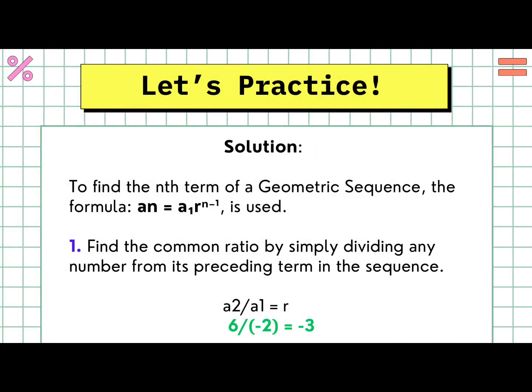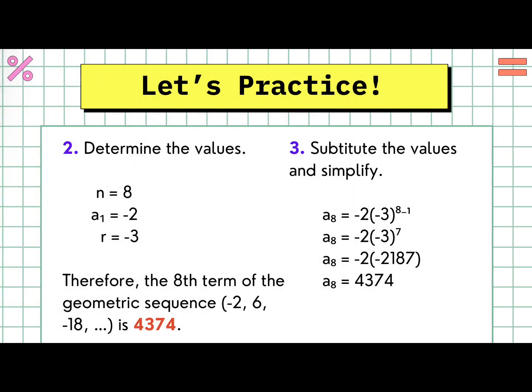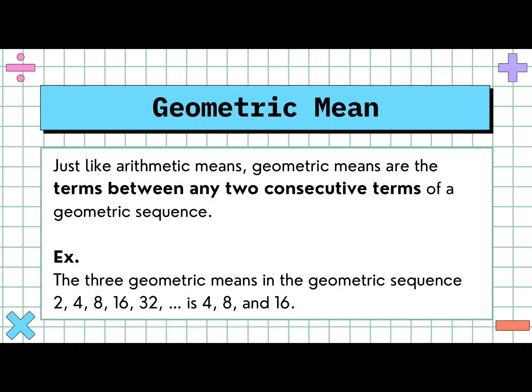4374. So, here are the steps we followed. We looked for the common ratio by dividing each term by its preceding term. And again, we determined and substituted the values as well as simplified in order to get the eighth term. Geometric sequence also has geometric means and geometric series, just like arithmetic means and arithmetic series.